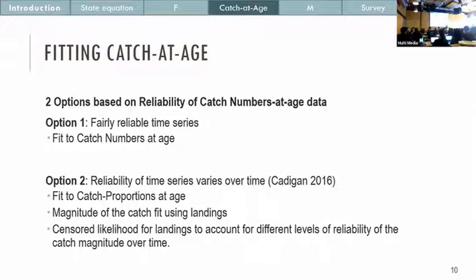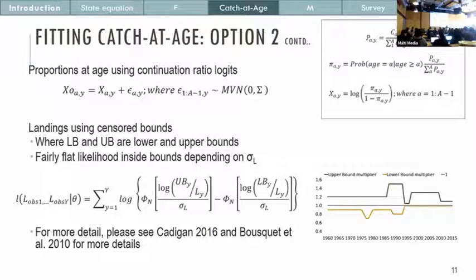So right now, we have two options for fitting catch at age data. One is just to fit catch numbers at age, and that's if you have a reliable time series. And the second option is to fit catch proportions and use a censored likelihood for the landings to account for different levels of reliability in catch magnitude over time. In our cod stock, that's something that has been an issue, as we believe there are periods where there's both underreporting and overreporting. So we fit catch proportions using continuation ratio logits, which is just the probability of being age A, given that you're greater than or equal to A.